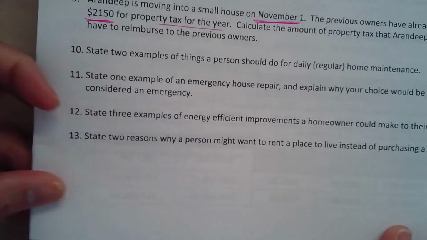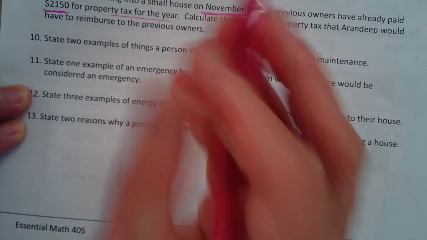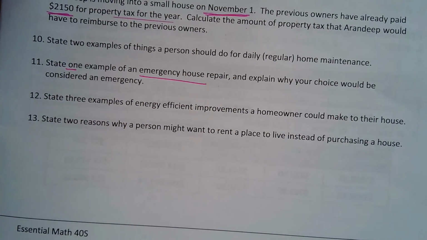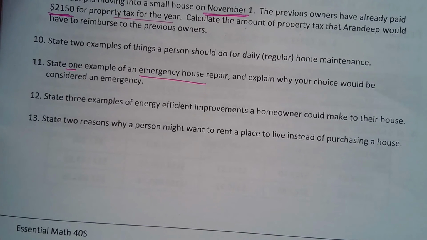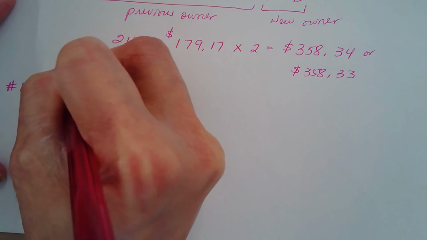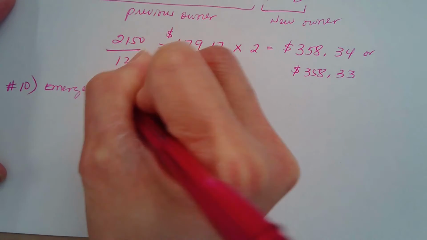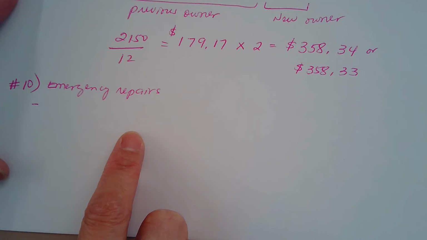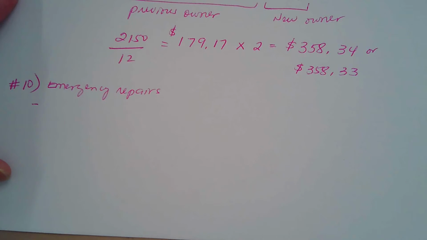Okay, let's take a look at number 10. State one example of emergency repair. Explain why your choice would be an emergency. Let's write down emergency repairs here. You actually see this on the assignment that I gave you. What's considered an emergency? Emergency means if something happens, it has to be fixed now. You can't wait until next week or next month.